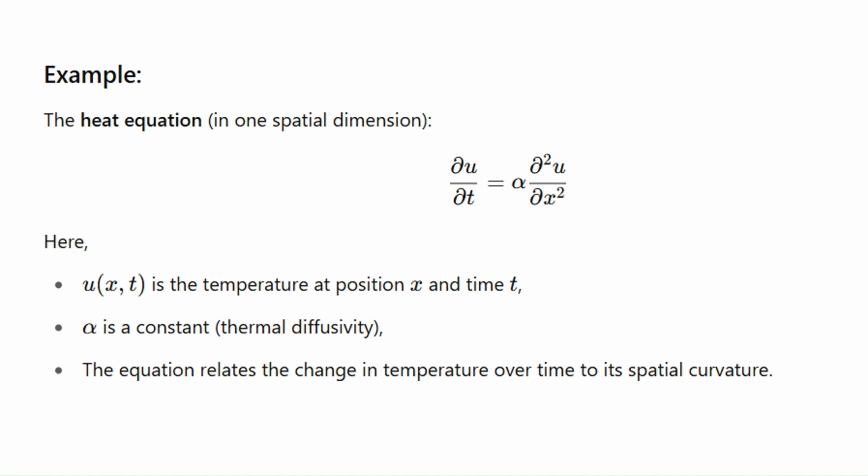Example, the heat equation: ∂u/∂t = α ∂²u/∂x². Here u is a function of x and t, which is the temperature at position x and time t. Alpha is a constant, which is thermal diffusivity. The equation relates the change in temperature over time to its spatial curvature.